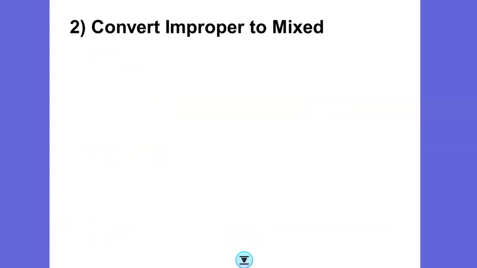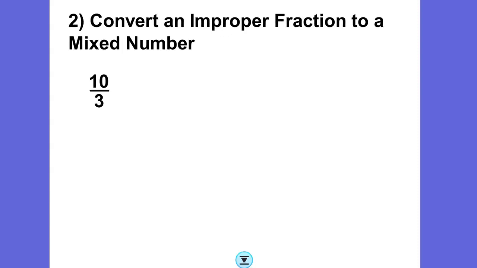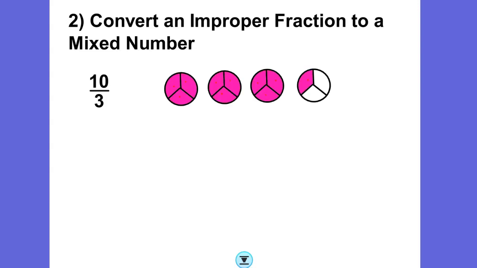Let's look now going back the other way. So we start with an improper fraction, change it to a mixed number. Now this technique, we could try and draw this. We're dealing with thirds, so keep drawing pictures. There's 3/3, that's 3. There's another 3/3, that's 6. There's another 3/3, that's 9. Then I need one more third. And so I've got 3 whole ones and 1/3.